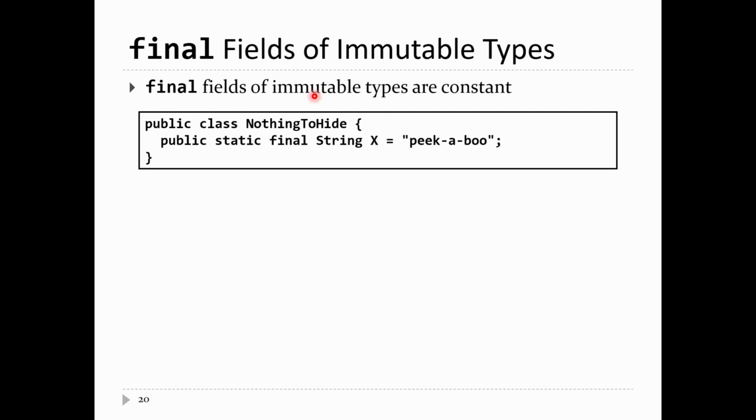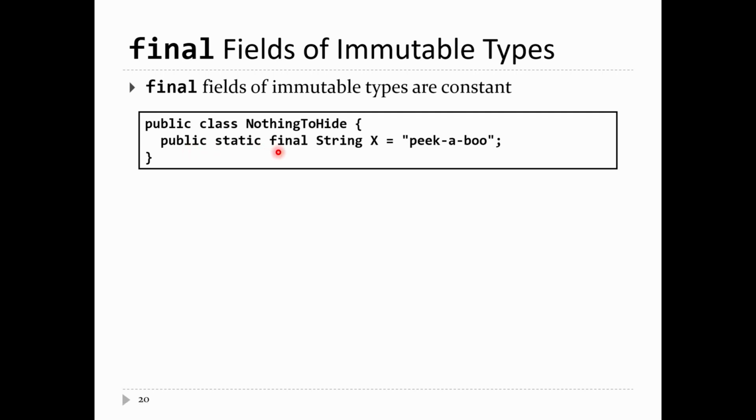If you have an immutable type like string, so remember string is called an immutable type. An immutable type is a reference type whose values can't change. A string represents a sequence of characters, and you can't change the characters in the string. You can't even change its length. So string is an example of an immutable type.